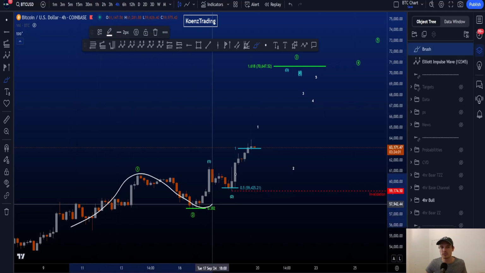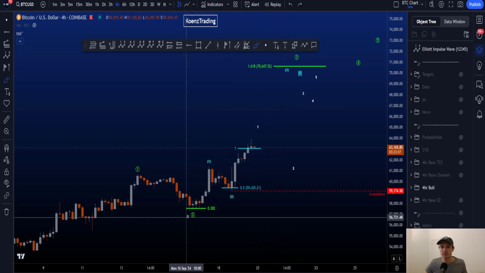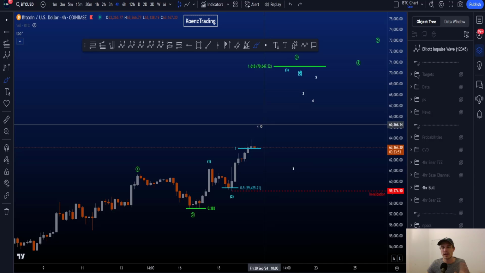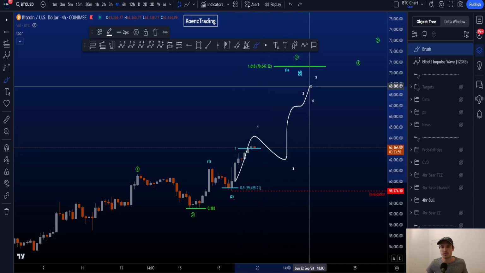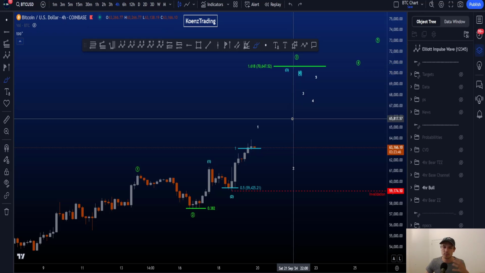Your highest degree is green, 1, 2, 3, 4, 5. Inside the green wave 3, we have the blue one, 1, 2, 3, 4, 5. So that's a lower degree Elliott wave count. And then the white one, 1, 2, 3, 4, 5, would be a sub-degree of the blue wave 3. Now, preferably, in a multi 1-2, your next wave 1 and 2 of a lower degree is a little bit shorter in time and price.